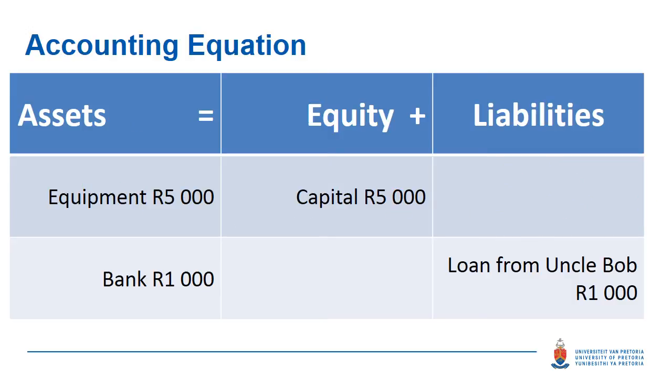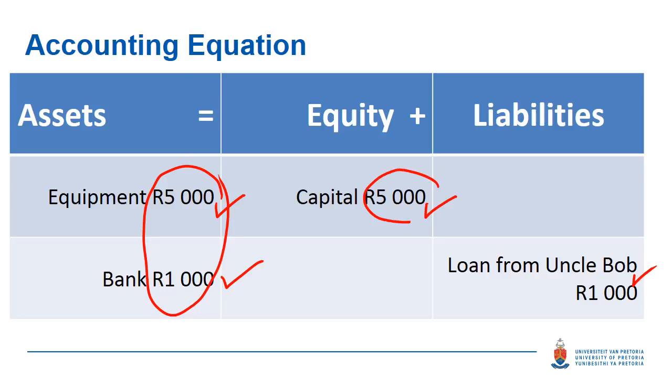So if we put these two transactions together, we see that Nandi now has two assets. She has 1,000 Rand in the bank and equipment of 5,000. She has a loan from Uncle Bob, a liability of 1,000, and her capital in the business is 5,000. So assets equals equity plus liabilities.